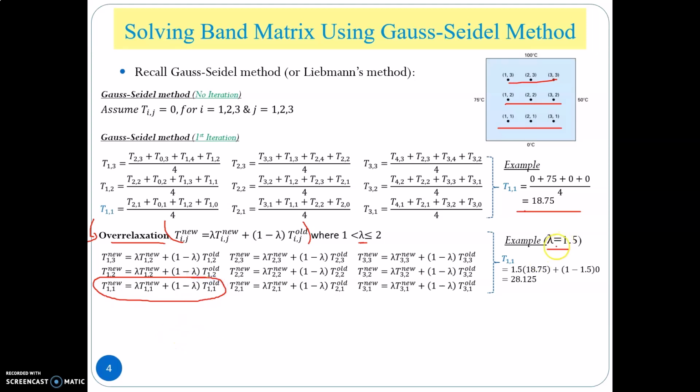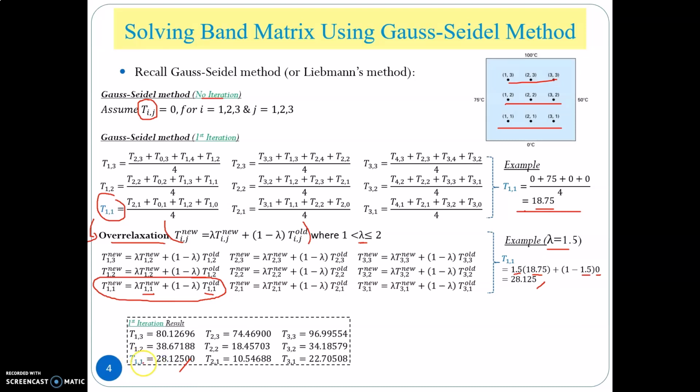you have to substitute 1.5 inside the formula. Then your temperature 11 new means the temperature that you obtained here, which is equal to 18.75, and temperature 11 old is the temperature that you assumed in the 0 iteration, which is equal to 0. Therefore, we can substitute here equal to 0. After you compute this, you obtain your T11 to be 28. So this is the answer at T11. If you repeat the same procedure for the other temperatures, then this should be the result.